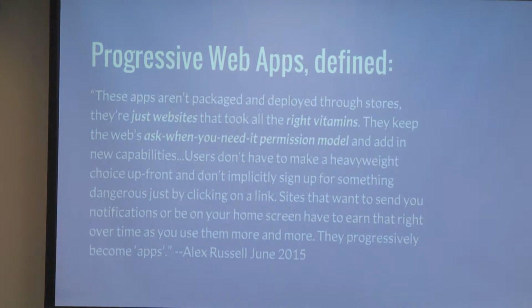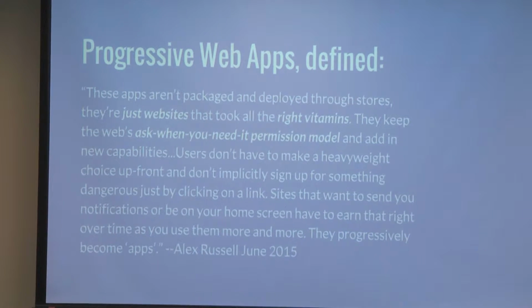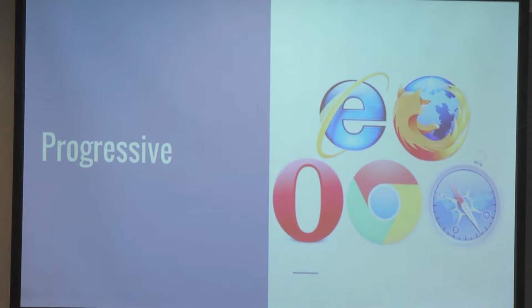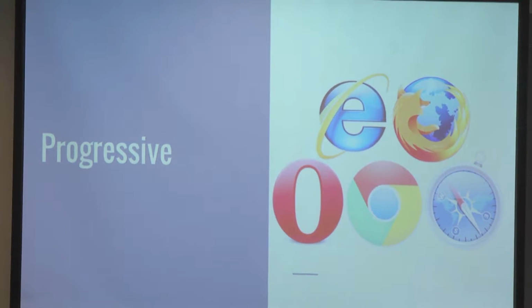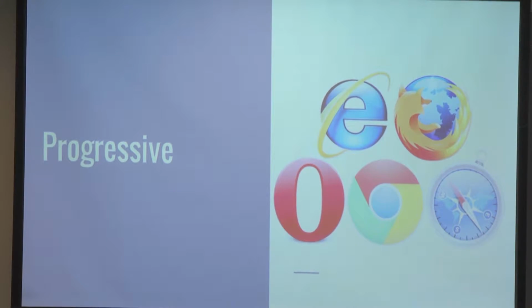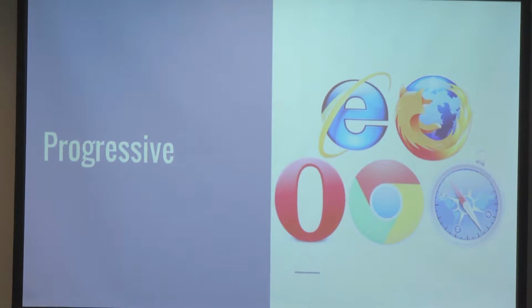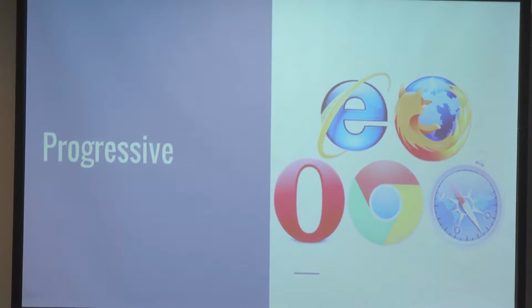So let me take you through what are the hallmarks of these apps or this way of building for the web. The first one is that they're progressive. So you may have heard of the term progressive enhancement or progressive degradation, and it's a term that first came out in 2003, right at the height of the browser wars.